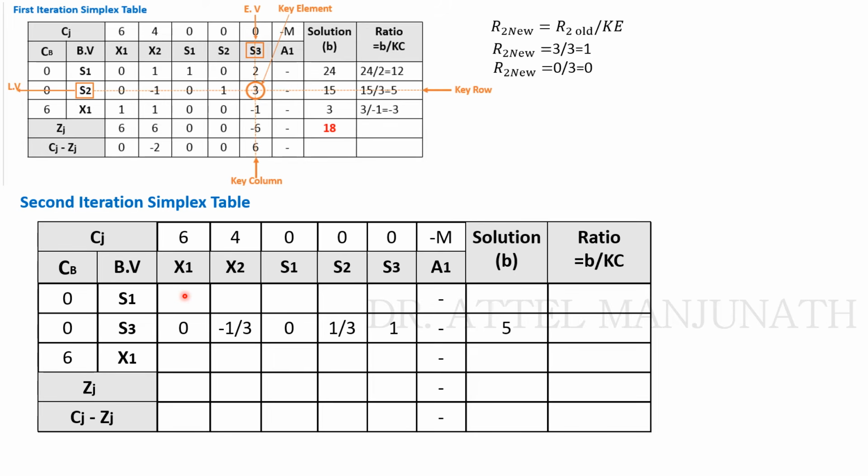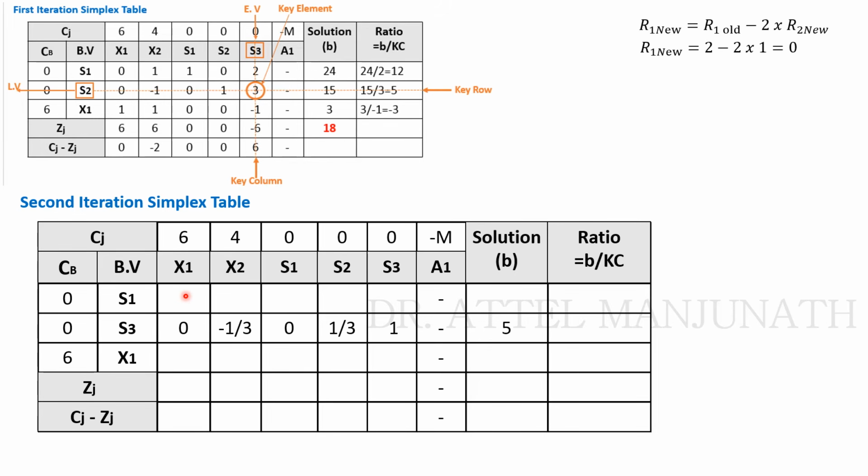Now considering the first row, the formula is row 1 new equal to row 1 old minus 2 into R2 new. That means whatever key column elements you want, you try to convert into 0, and in the same fashion you follow the equation you have written to get the other values. So here the key element was 2, minus 2 into the R2 new. The R2 new value is the one you want for S3 here. If you substitute that, you get 0, so write down 0 in this cell.